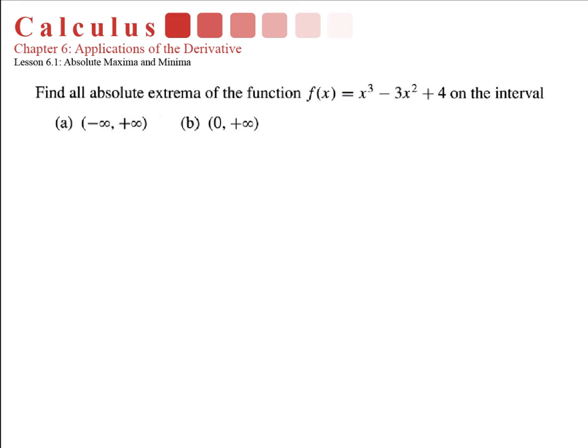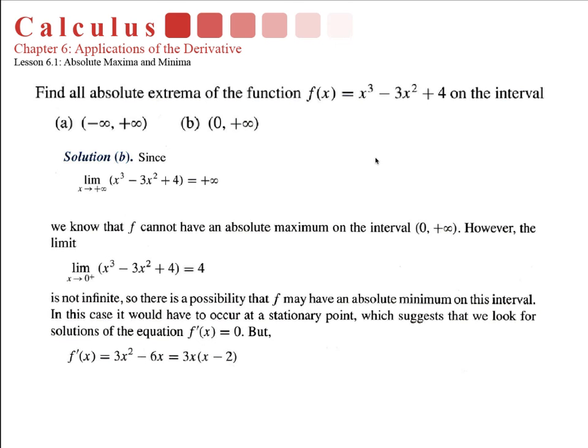Okay, how about the infinite interval from 0 to positive infinity? Solution. Well, this goes from 0 to infinity. So if we take the limit, as x goes to infinity, we get positive infinity. We know that f cannot have an absolute maximum on the interval from 0 to infinity. However, the limit, as x goes to 0 from the right, is 4, and that's not infinite. So there is a possibility that f may have an absolute minimum on this interval.